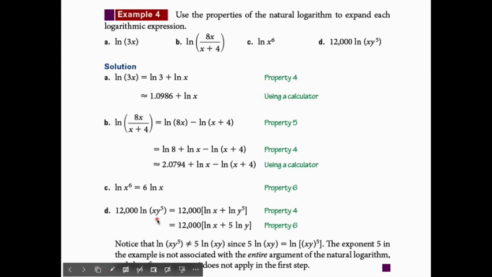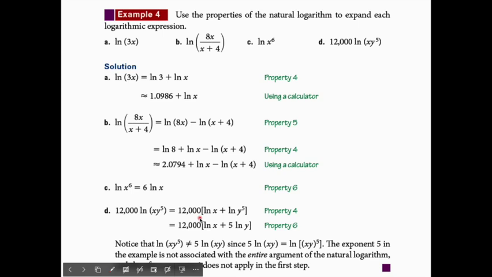So when we apply the product rule, we're going to split the natural log of x times y to the 5th into the natural log of x plus the natural log of y to the 5th. Because this expression right here is equivalent to this condensed version, we still have to make sure that we apply that 12,000 to both terms.